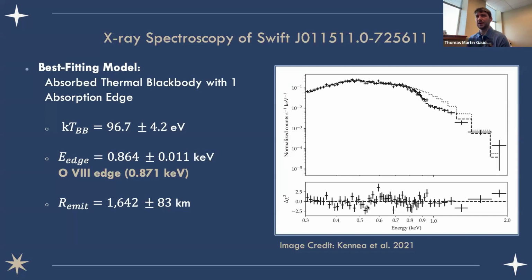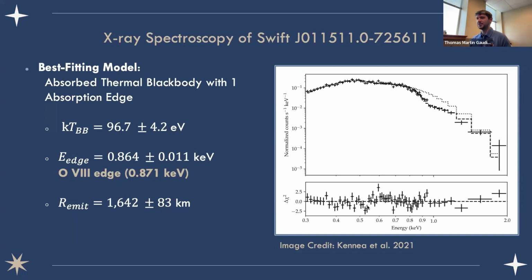If you use an absorbed thermal blackbody model with a single absorption edge, you get a best fitting blackbody temperature of 96.7 plus or minus a few keV. Again, a temperature of around 1,000,000 Kelvin. The best fitting energy of this absorption edge is 0.864 keV. This is interpreted to be the signature of an oxygen 8 edge, which has been observed in other white dwarf systems. And if you fix all the best fitting values in XSpec and allow the normalization of the fit to vary, well, using the standard distance to the Small Magellanic Cloud, you can derive a radius of emission for this system. The radius of emission for this system is about 1,600 kilometers.